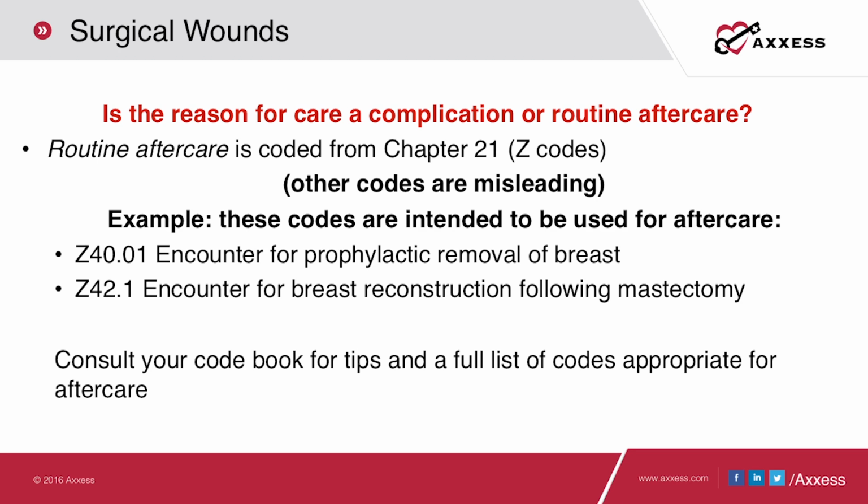Some other codes are a little more misleading. For example, the codes that we're about to look at below are intended to be used for aftercare, although they don't necessarily say aftercare. They look kind of weird. But Z40.01, for example, encounter for prophylactic removal of breast. This would be routine aftercare for surgery for someone who has maybe the gene for breast cancer, and they go ahead and have a mastectomy before any cancer is detected. They just go ahead and remove the breast to decrease their risk, and everything's running smoothly and as it should. There are no complications of surgery. That would be a Z40.01 code.